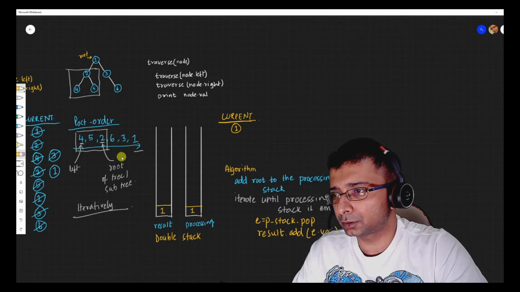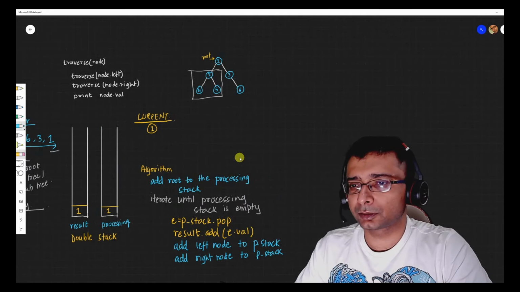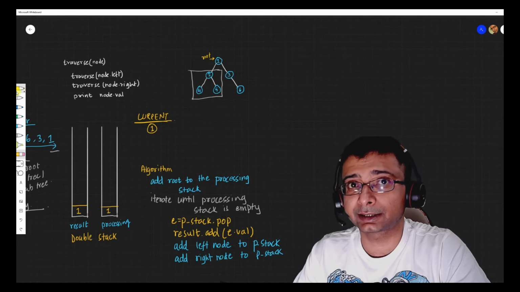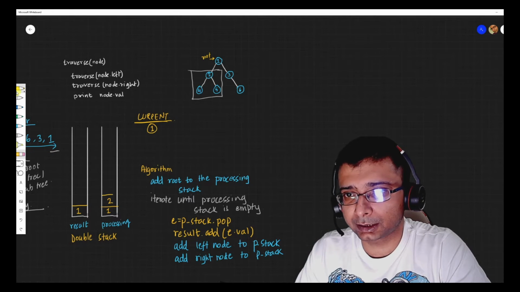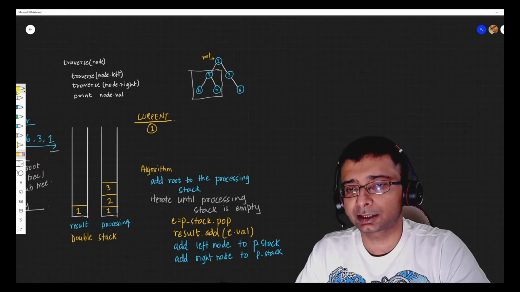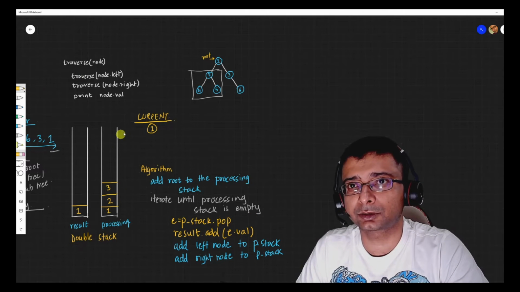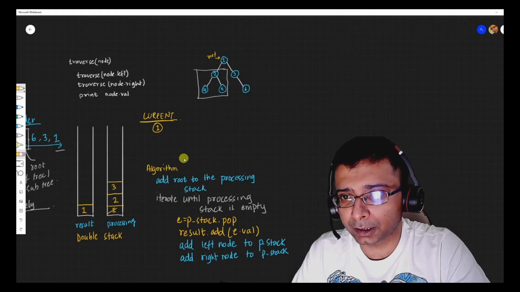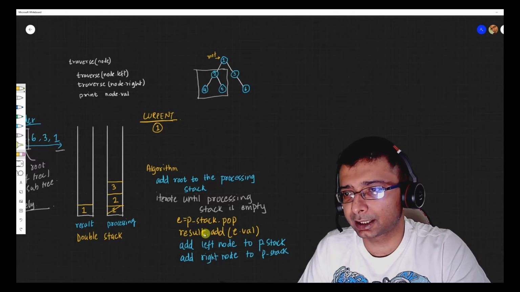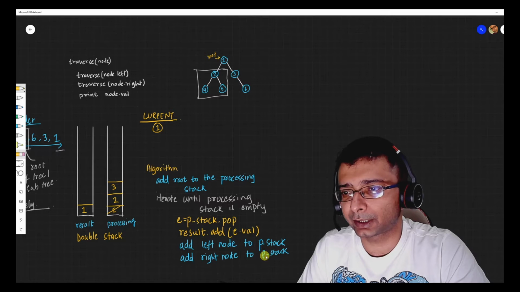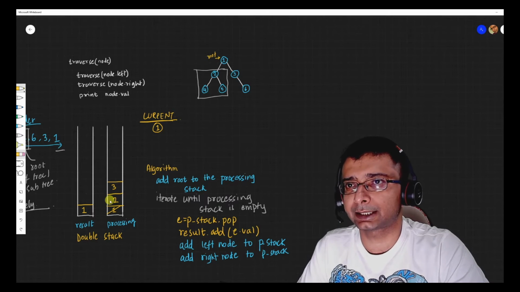And what else we are going to do is add to the processing stack the left and the right. What is important for us is that we maintain the right order. The left goes first and then the right, because if we take out things, right should come out first and then followed by the left. So what happened is we popped out 1 at this state, and we added it to the result. It came here, and we added the left and the right node of the 1. So 2 and 3 were added to the processing stack.